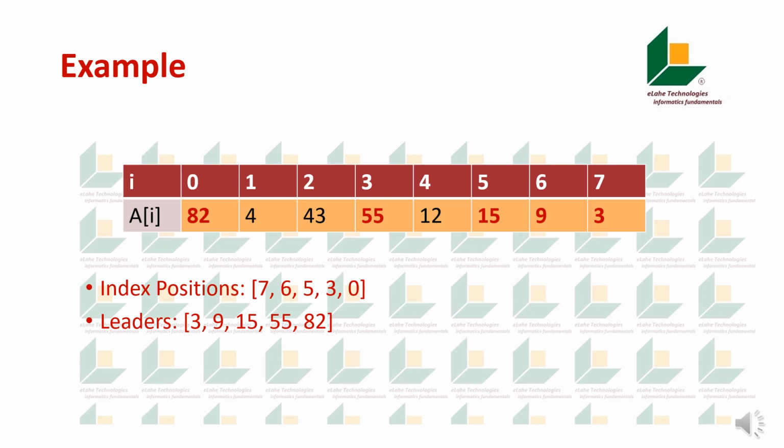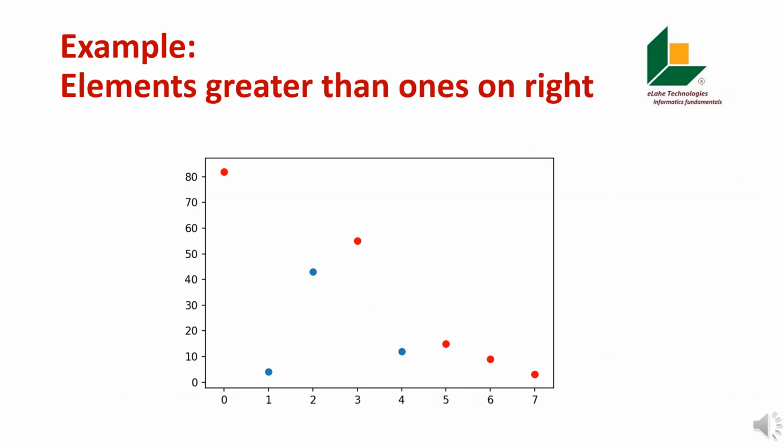This array has 5 leaders, that is 82, 55, 15, 9 and 3 in index positions 0, 3, 5, 6 and 7 respectively. The plot shows the values on the y-axis and the index positions on the x-axis. The leaders are shown in red, the rest of the elements in blue. Note that as we move from right to left, each leader is taller than the previous leader. Also, in the right to left order, any element which is taller than the last detected leader is also a leader.